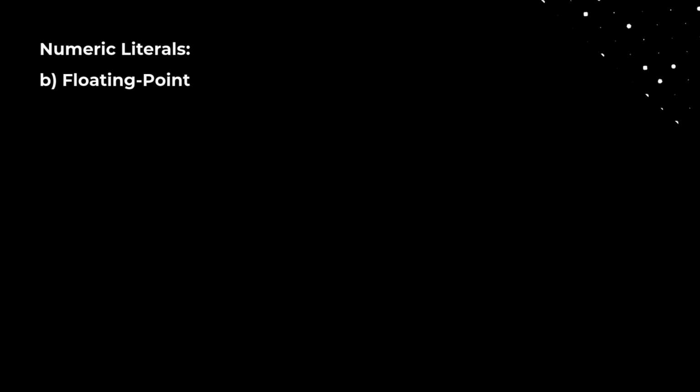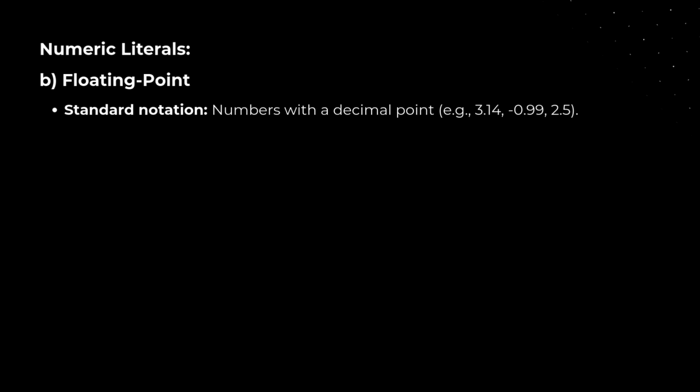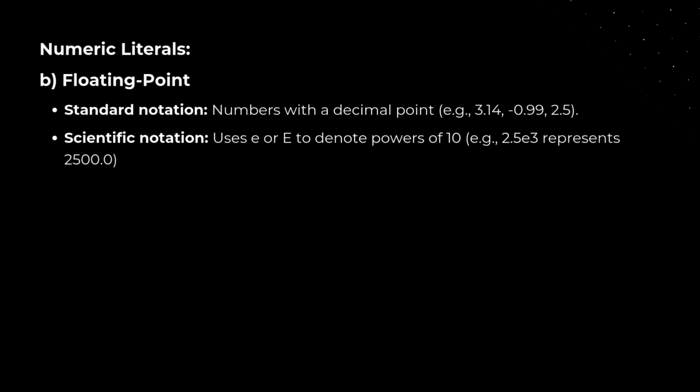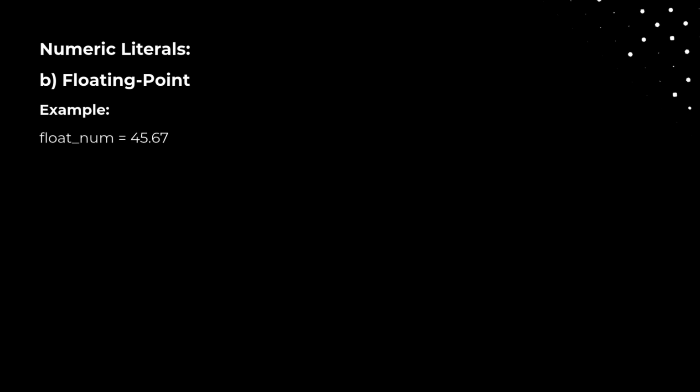The next type is floating point. Floating point literals represent numbers that include a decimal point or are expressed in scientific notation. They are ideal for calculations involving real numbers or fractions. Standard notation: numbers with a decimal point, for example 3.14, minus 0.99, 2.5. Scientific notation uses e or capital E to denote powers of 10. For example, 2.5e3 represents 2500.0.